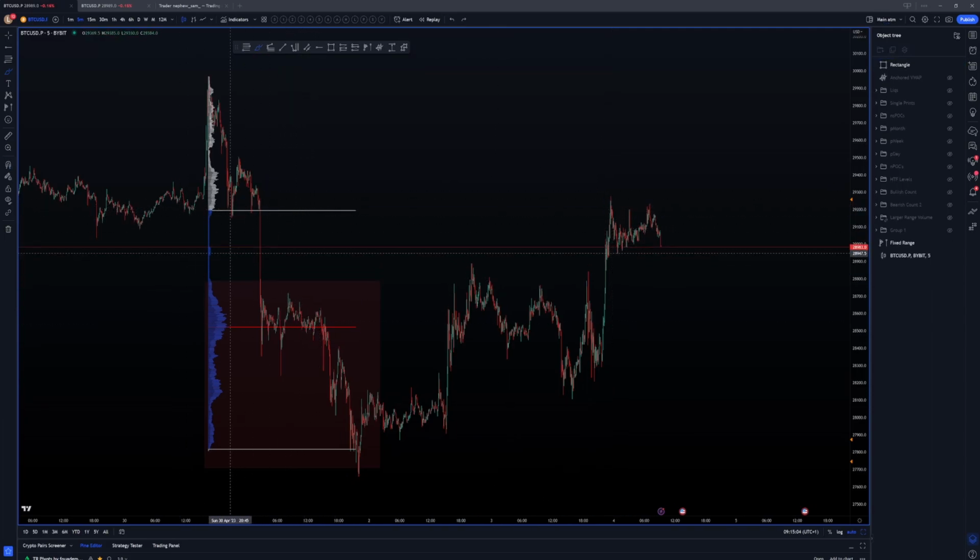So this is what you want to be using as well. Don't just be fixated on that point of control. Yes, they're useful, they are great, but also be looking at the high volume nodes outside of value as potential places where you can see a reaction, as well as these gaps, where price can move quickly. Again, you don't need a volume profile to recognize these gaps, but it's there to help you recognize, in a certain trend, where price can move quickly.